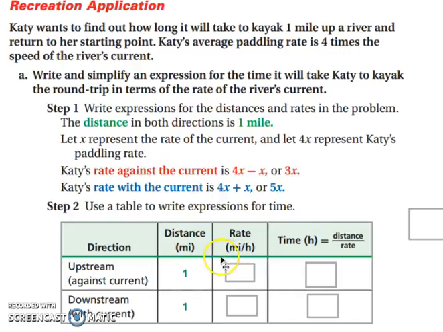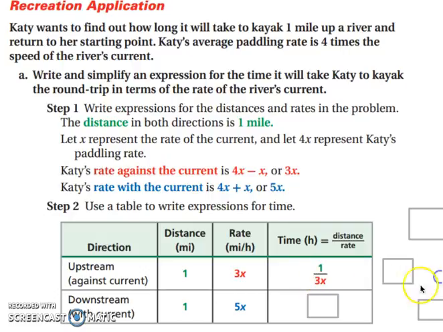So now we can use that in our table below. So we have the direction upstream, or against the current. It's still 1 mile, but our rate is going to be 3x. Downstream with the current, that's going to be the 5x. So now we can deal with our time. Time equals distance divided by rate. So we end up with 1 divided by 3x and 1 divided by 5x.